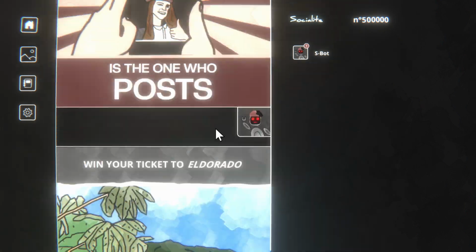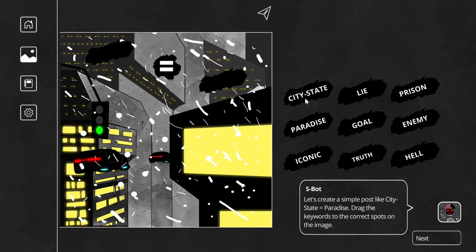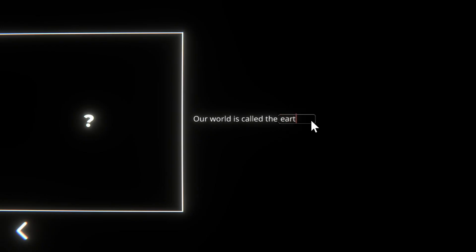Socialite is a work-in-progress detective game set in a dystopian social app. Your main objective is to look around for clues in order to fill up a journal that serves as the game progression.